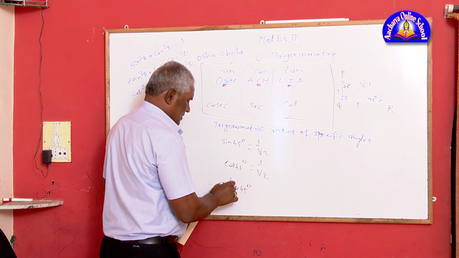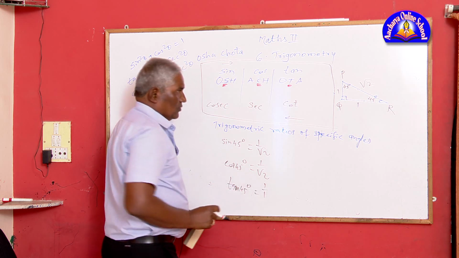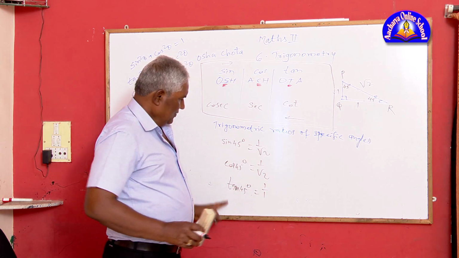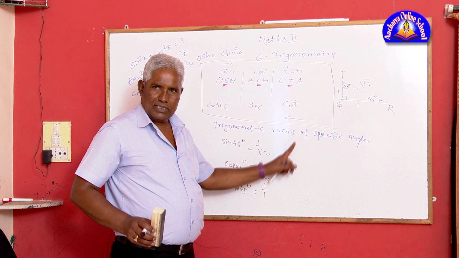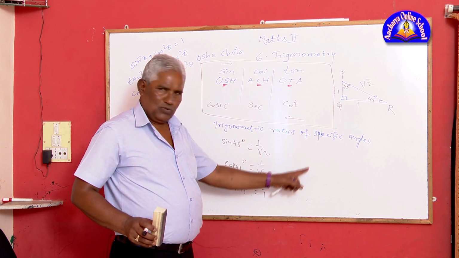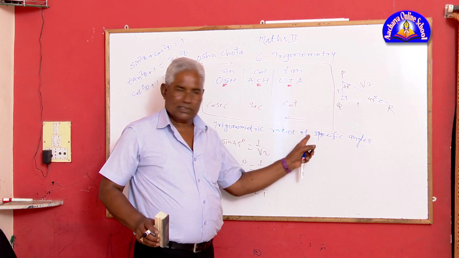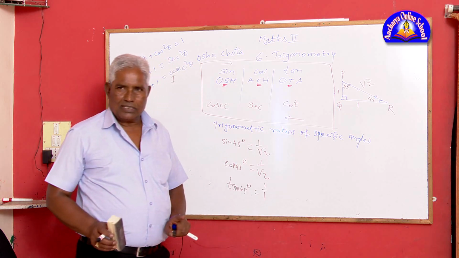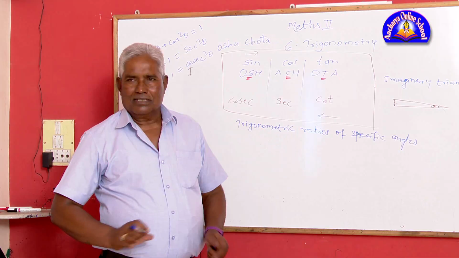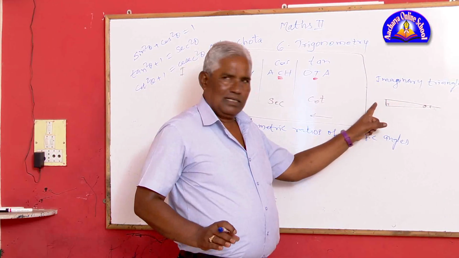And tan 45 is equal to opposite upon adjacent, that means 1 upon 1. The remaining 3 ratios you will get by writing reciprocals. Cot 45 is 1 upon 1, sec 45 is root 2 upon 1, cosec 45 is root 2 upon 1. Here we have got 6 ratios. The property: the side opposite the greater angle is greater.